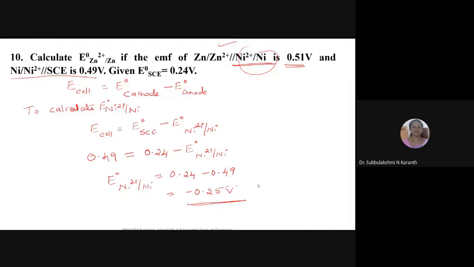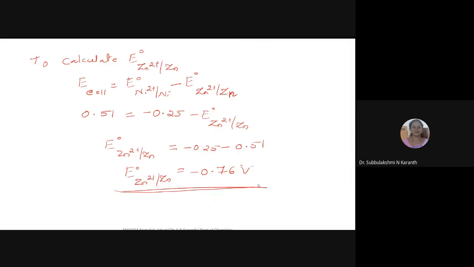You know the standard equation is E cell equal to E cathode minus E anode. First, calculate the nickel electrode potential. In the second cell, the standard calomel electrode acts as the cathode and the nickel electrode acts as the anode. Substituting, you will get the nickel electrode potential. Once you get it, you can calculate the electrode potential of the zinc electrode, provided you know the cell potential when zinc is coupled with nickel. The cell potential is given, 0.51 volt. The nickel electrode potential is minus 0.25 volt. So the zinc electrode potential observed is minus 0.76 volt. Okay, I shall move to the next one.